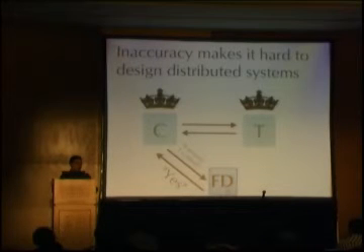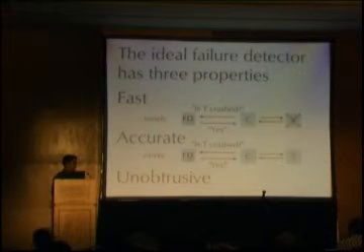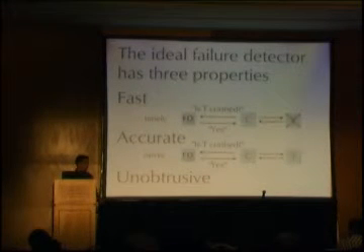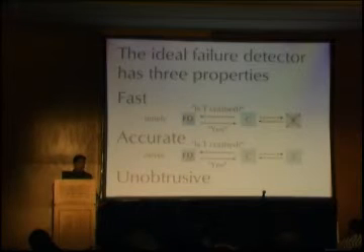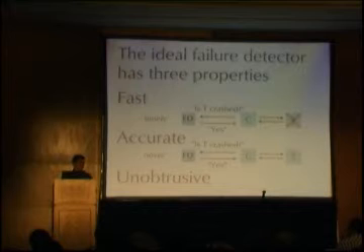So the ideal failure detector combines these two properties, but we aren't going to get them for free, so we really want it at a low cost. So I'm going to define an ideal failure detector to be one that is simultaneously fast and accurate and unobtrusive. By unobtrusive, I mean the failure detector should have low cost in terms of system resources and shouldn't disrupt the system too much.